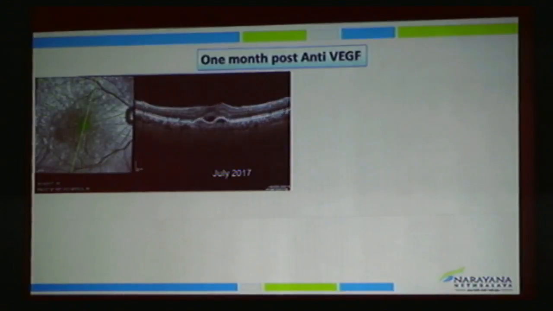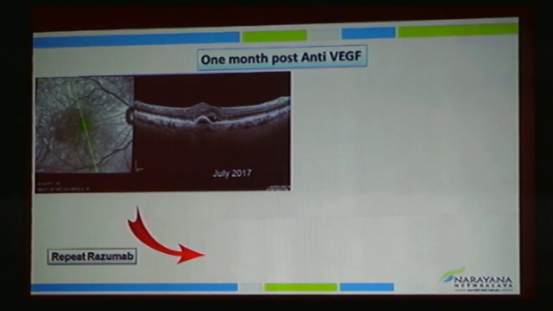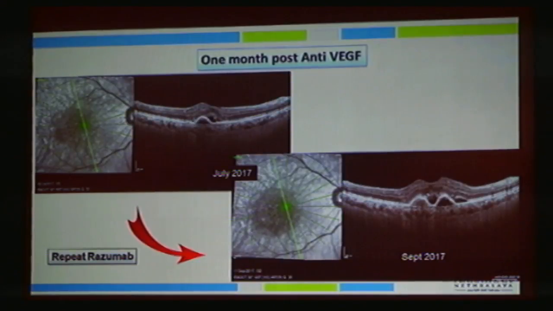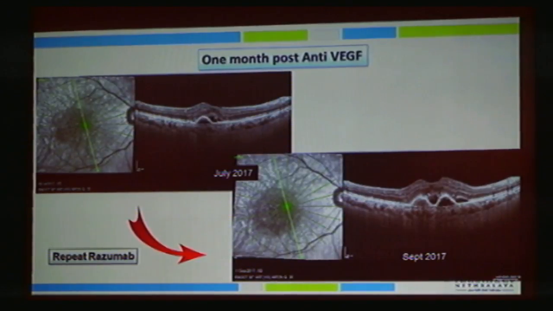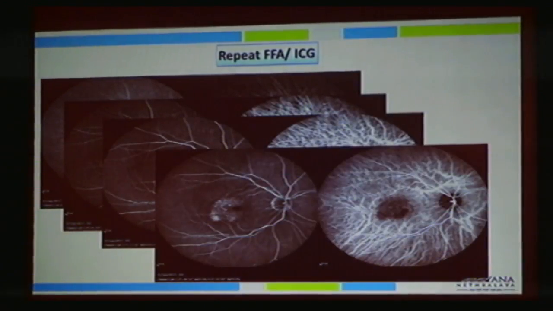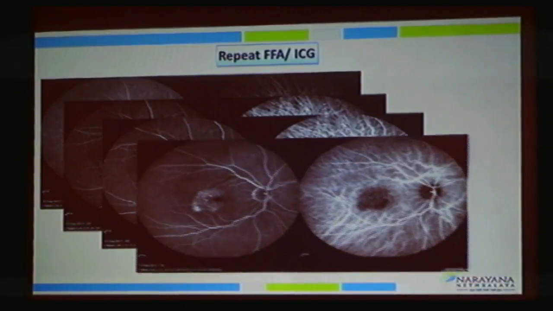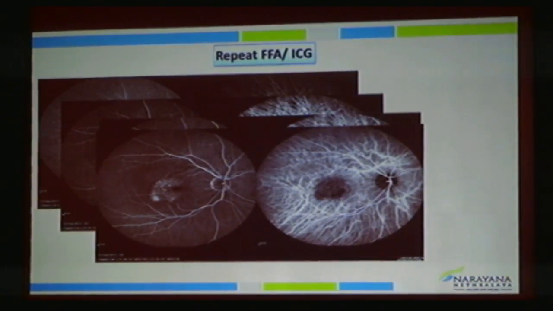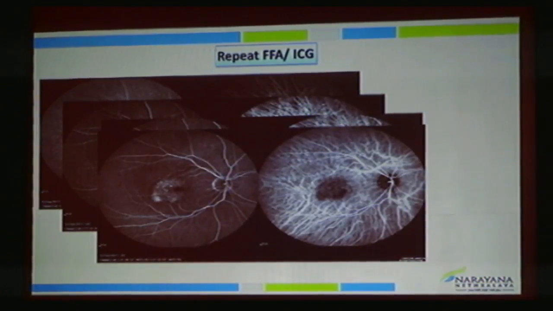Now this is 1 month post the anti-VEGF. You can see there hasn't been much of a dent when it came to the reduction of the SRF. And even on a repeat injection, there wasn't much of a response. Similarly, we repeated the FA and ICG hoping to find something. We could see some amount of speckled fluorescence present in the FA, but again, no clear-cut BVN or polyp that we could see.